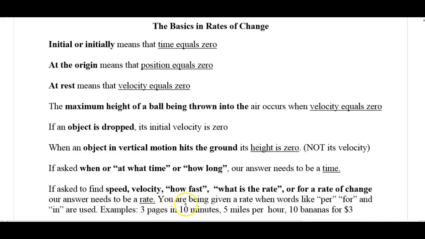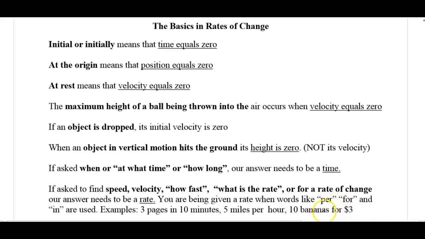So key phrases that you're being given a rate of change are when words like per, for, and in are used. So some examples of that are if you're told someone reads 3 pages in 10 minutes, you've been given a rate. 3 pages over 10 minutes, there's my ratio. Or 5 miles per hour, you've been given a rate. Again, there's that keyword per. Or something is selling for 10 bananas for $3. So that word for indicates that you're given a rate.